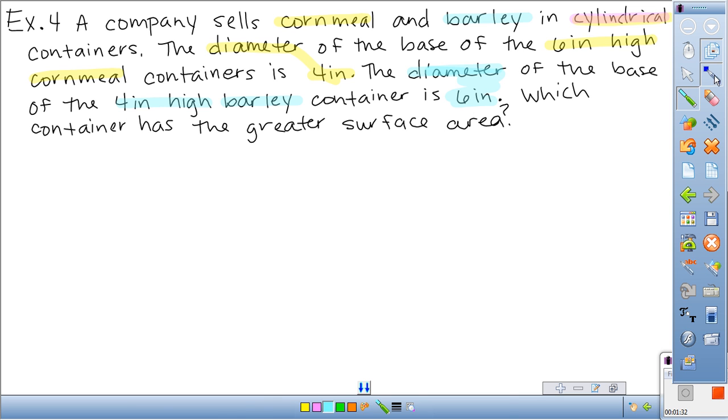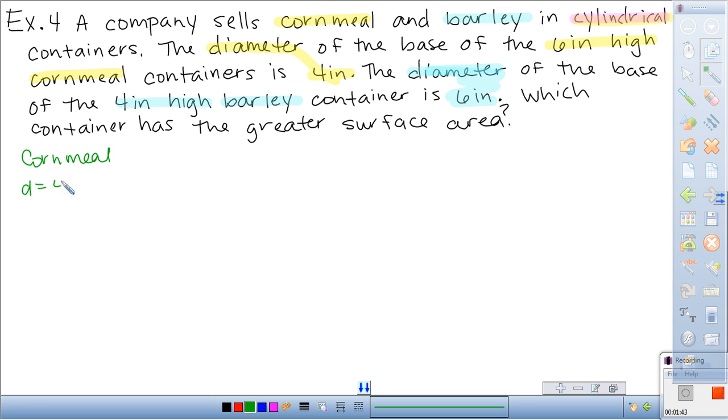Alright, so now I'll write down my information just to get organized. So I'll write cornmeal in green. So I have my cornmeal. I know that my diameter of the cornmeal is 4 inches. And it's 6 inches high. So the height is 6 inches. Then for my barley, which I'll do in blue over here, the barley container, my diameter is 6 inches. And it's 4 inches high. So the height is 4 inches.